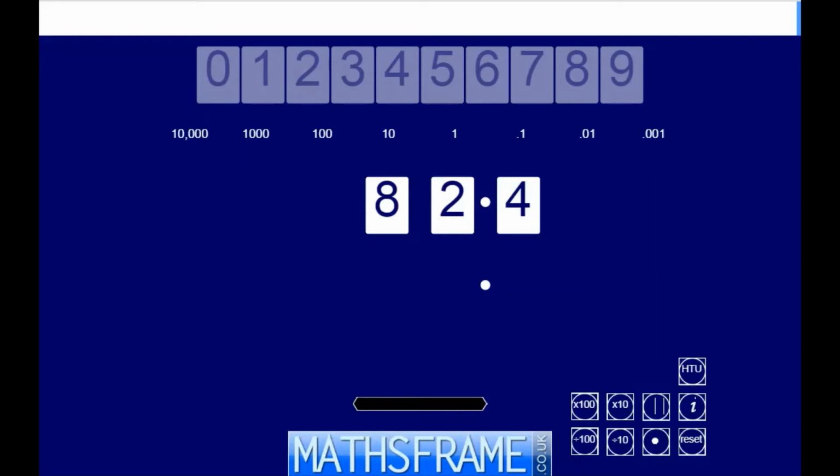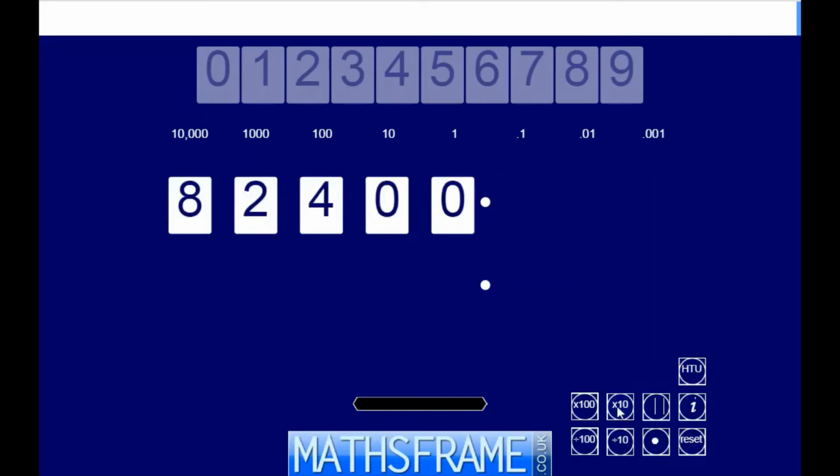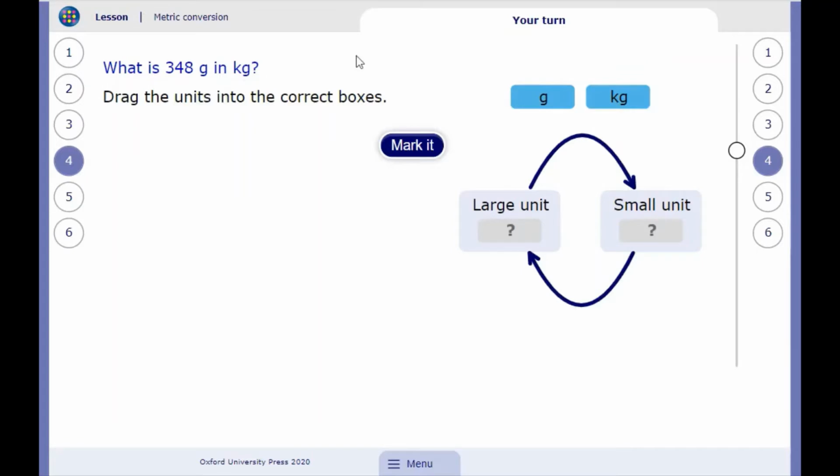Now, if we were given this number and said 82.4 kilometres, how many metres is that? We would have to multiply 82.4 by 1,000, because every kilometre we've got, which is 82.4, is worth 1,000 metres. So we would have to multiply it by 1,000 to work out how many metres we've got, which takes us back to the beginning, 82,400. Let's have a look at the next section.